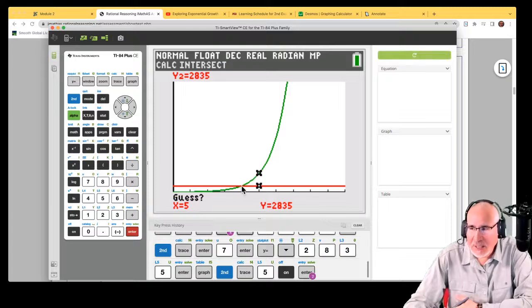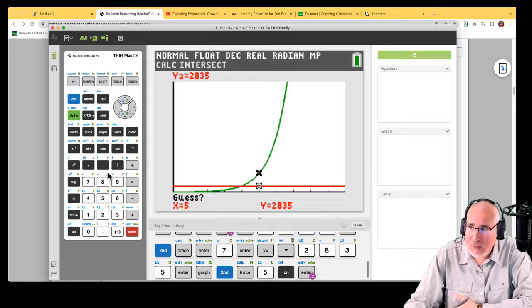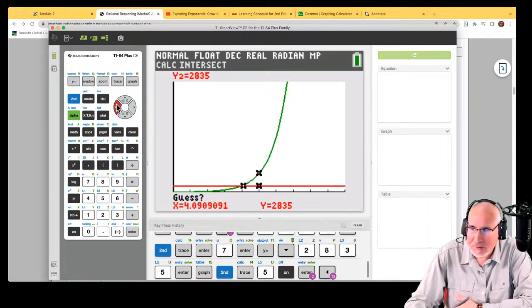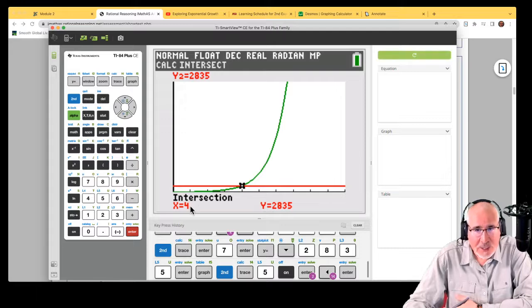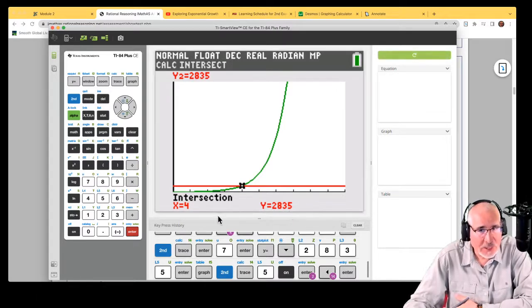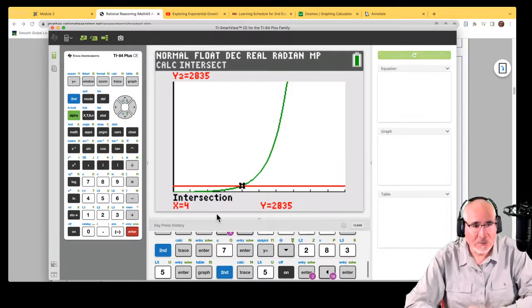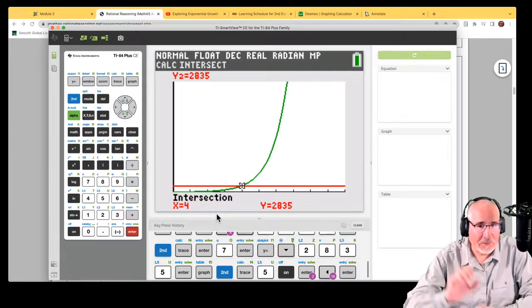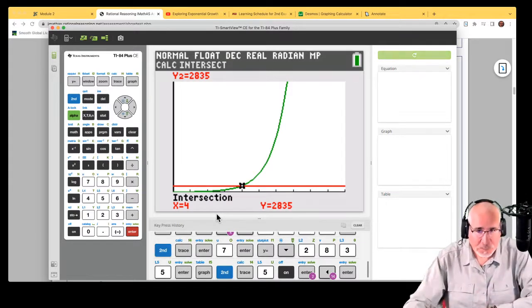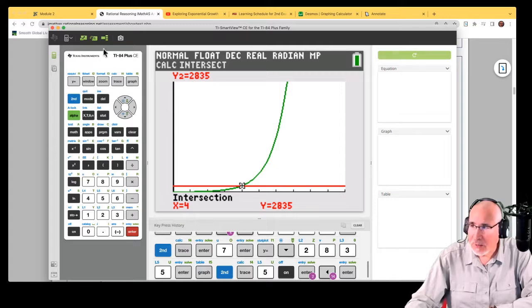It asks me to make a guess, and I'm already close enough to the intersection, but sometimes you may need to move it, and if you need to, you can move it left or right. So I'll take a guess, get closer to the intersection point, and hit enter. And it tells us after the 4th day is when it's 2,835, right? X equals 4. So this is a way you can really solve any equation, having the y and solving for x. So now we're able to answer that question.